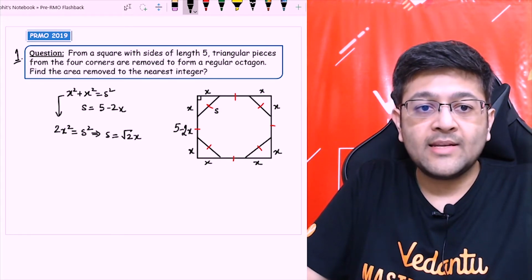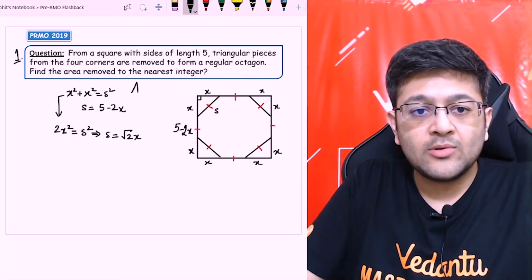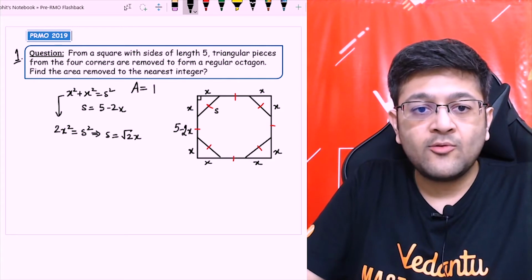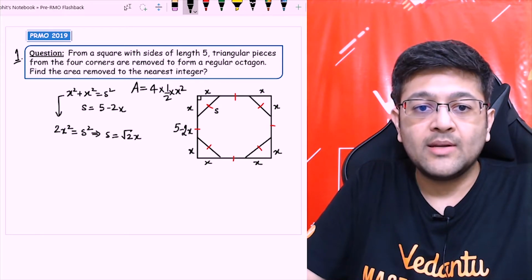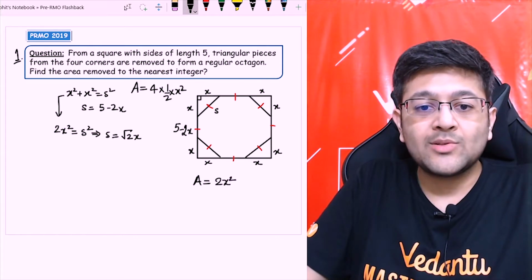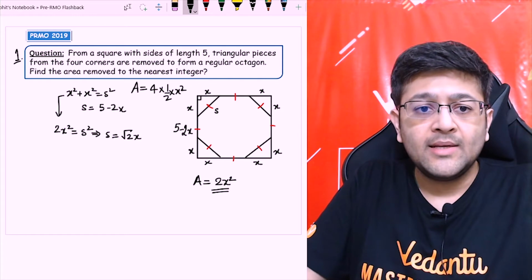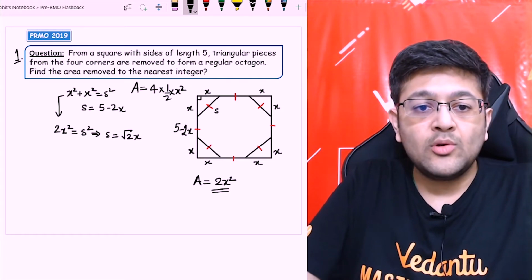We have to find the area only. We need to find the area removed. So let's write that expression down also. The area is 4 triangles of area half into x into x, which will become half x square each. So the area we have to find is 2x square, right? That is what we have to find. So basically we need to find x square. So s is equal to root 2 x.